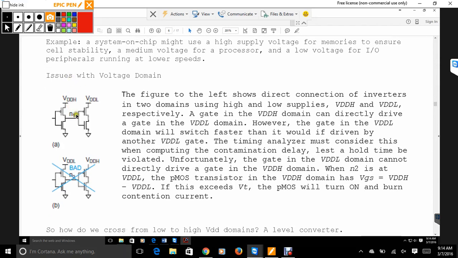And here we have voltage domain examples. So this is a figure from your textbook. This is an example of when you have a high voltage driving a low voltage domain as opposed to a low voltage driving a high voltage domain. From the figure you can tell they have a giant X and says bad. That means don't do that.